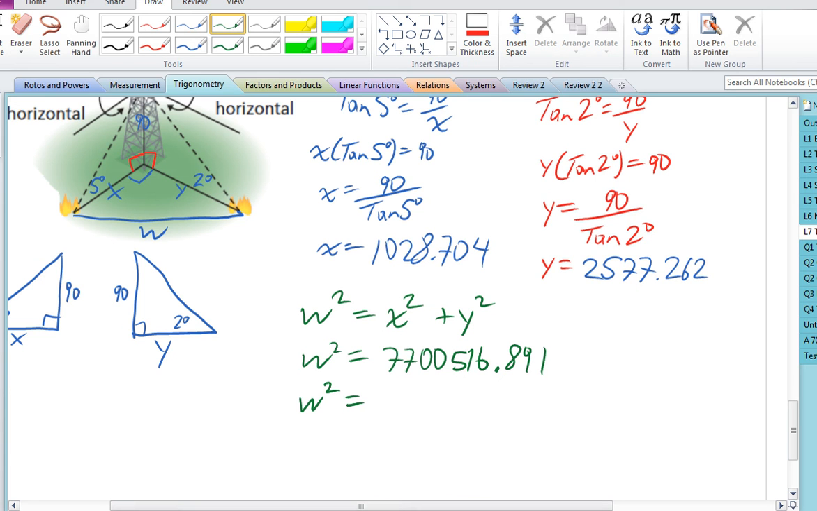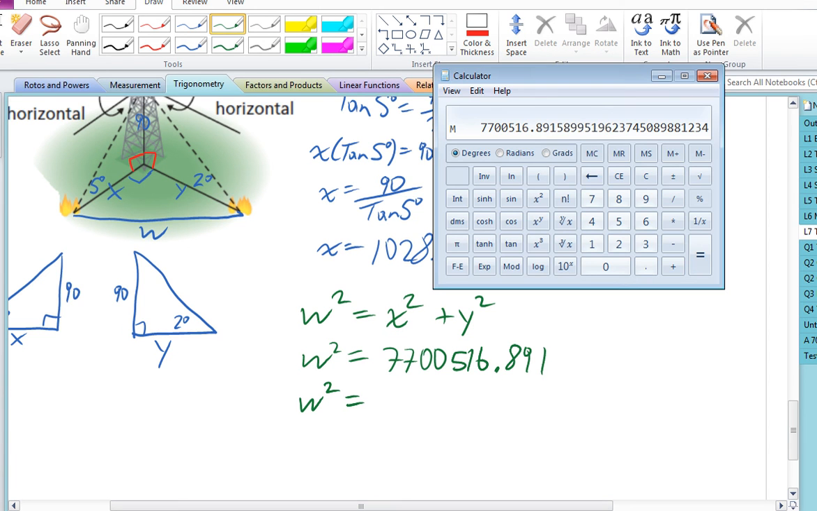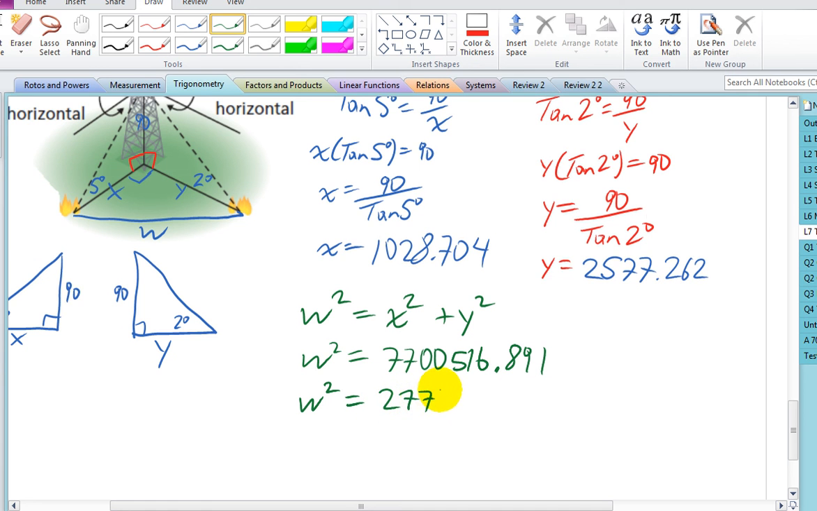A lot of you have the ANS button. That brings up the last answer. That's really good too. Okay, and square root this. 2774.998. So then you can say the fires are 2,775 meters apart. So they're really close to 3 kilometers.